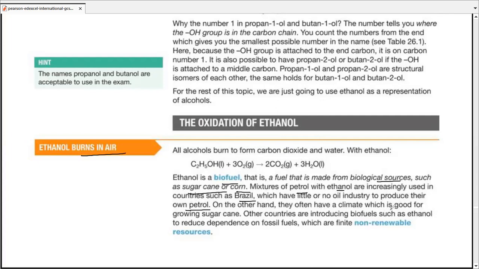On the other hand, they often have a climate which is good for growing sugarcane. Other countries are also introducing biofuels, such as ethanol, to reduce dependence on fossil fuels, which are finite and actually non-renewable resources. Because at one point, humans will consume all the petrol on the planet. What then? So we need to come up with some renewable resources. That's why we're digging so much into wind energy and solar energy, maybe other forms of energies as well. So this is supposed to give you the same set of products.